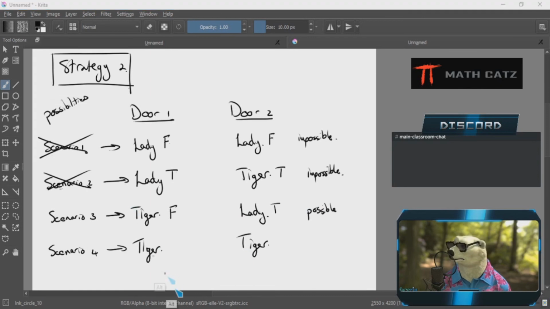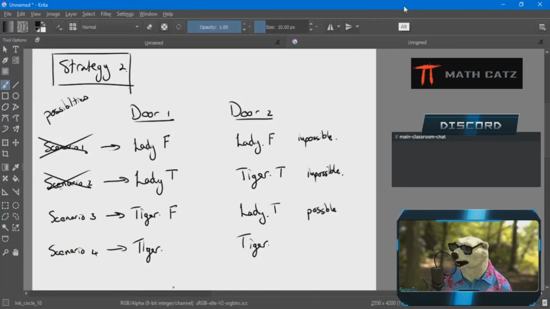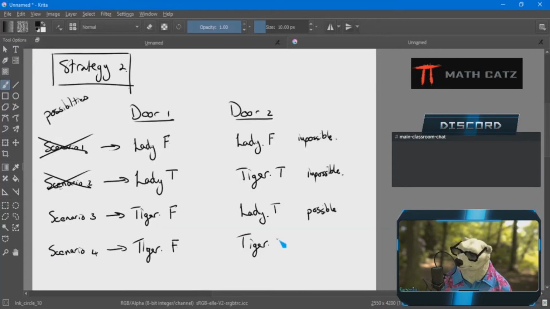Door one says, in this room there is a lady, and in the other room there is a tiger. No, there's no lady. False. Door two says, in one of these rooms, there's a lady. No. They're both tigers. I have two false statements. King says one's true, one's false, and it's impossible. So scenario four is not happening.